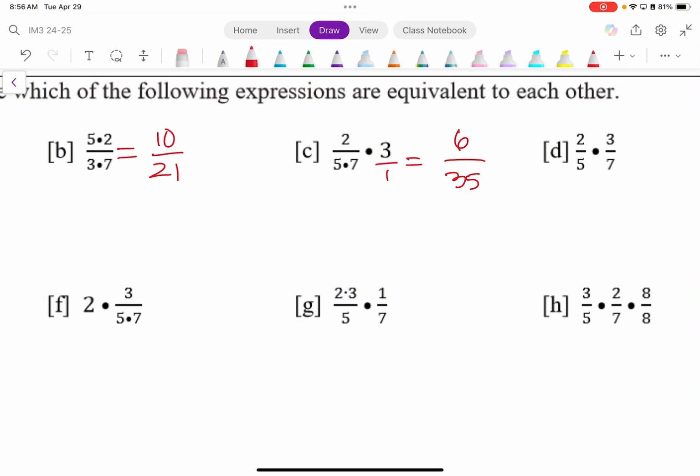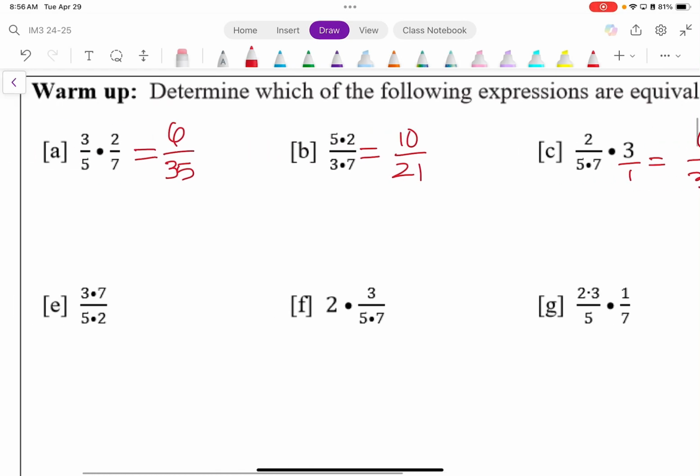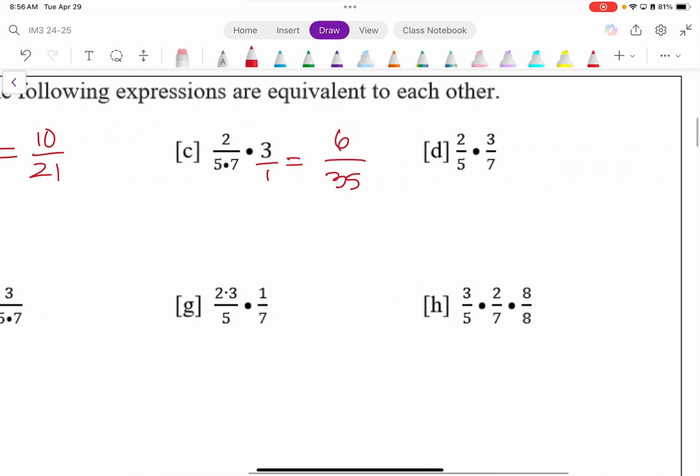Okay? All right. Now let's look at 2 over 5 times 3 over 7. So now we took the numerators and we switched their place. Instead of 3 over 5, now it's 2 over 5. And instead of 2 over 7, now it's 3 over 7. Does it change the result? Ultimately, it doesn't. 2 times 3 is still 6. 5 times 7 is still 35. Okay? All right.